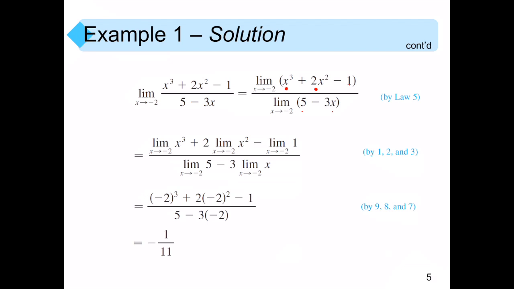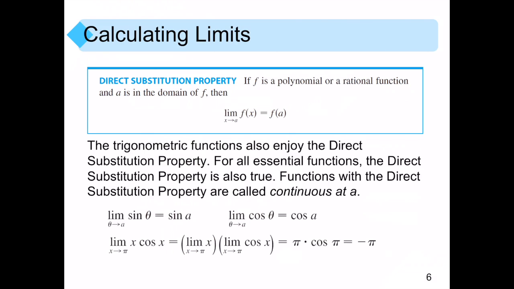When you look at the calculation, the limit process, you can find that the function's limit and the function's value are actually exactly the same. So this gives us a short way to calculate the function's limit, called the direct substitution property. If f is a polynomial or rational function and a is in the domain, the function's limit equals the function's value. This also works for trigonometric functions and other elementary functions.